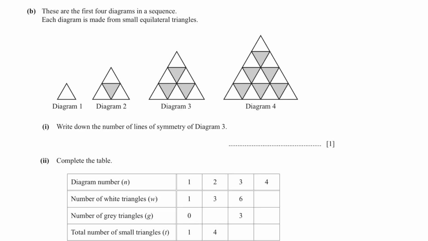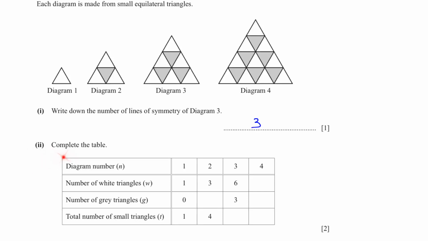6b. There are 4 diagrams in the sequence, and each diagram is made from small equilateral triangles. So these are the 4 diagrams. Write down the number of lines of symmetry of diagram C. Because they are made of equilateral triangle, so all the 3 sides are equal. The number of lines of symmetry will be 3.